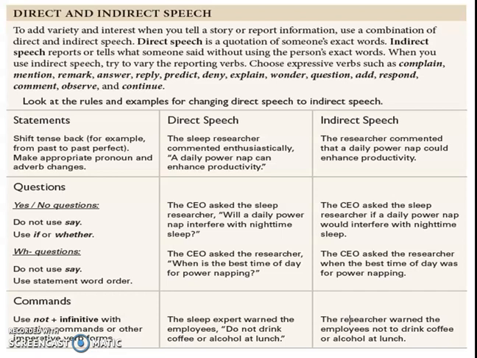It says direct speech, and they have an example here. It says: the sleep researcher commented enthusiastically, "A daily power nap can enhance productivity." The indirect speech form is detailed like this: the researcher commented that a daily power nap could enhance productivity. As you have seen, guys, the verb that changes is the verb can. Instead, to make it into indirect speech form, they use could. So let's continue with the other line.